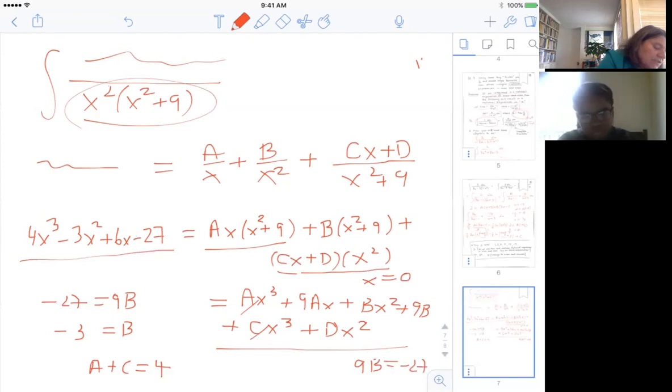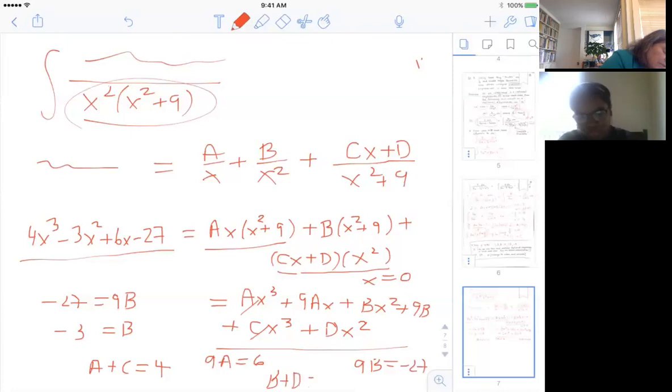The other one, here's an x, 9a. 9a has to equal what? What's the coefficient on x there? 6. So 9a has to equal 6. And finally, b plus d, there's the x squared, has to equal what? Negative 3. Yes. b plus d equals negative 3.